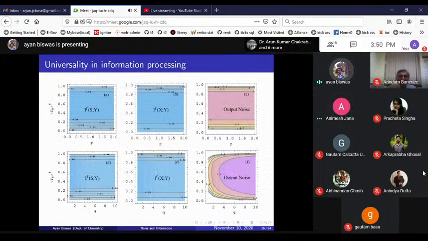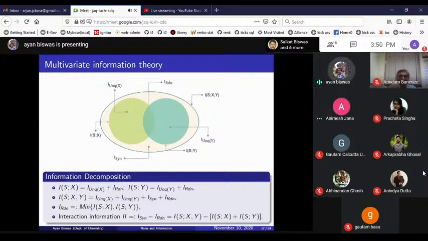Now, if you transform their relaxation rate parameters and their population levels, you get some universality feature. Whatever you have got in the previous slide helps for this transformation. So you have universality popping out from this information processing scenario. Now, I'll introduce the multivariate.